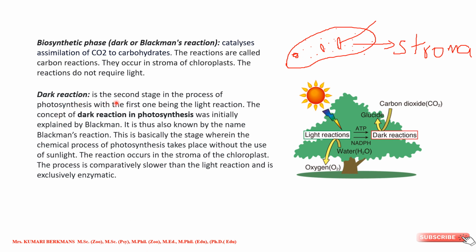You can see this clearly. The dark reaction is the second stage in the process of photosynthesis, with the first one being the light reaction. The concept of the dark reaction in photosynthesis was initially explained by Blackman. It is thus also known by the name Blackman's reaction. This is basically the stage wherein the chemical process of photosynthesis takes place without the use of sunlight. The reaction occurs in the stroma of the chloroplast. The process is comparatively slower than the light reaction, so keep this point in mind. And it is exclusively enzymatic.